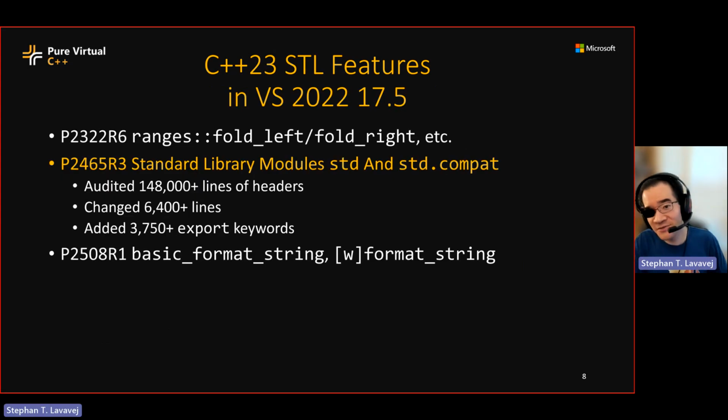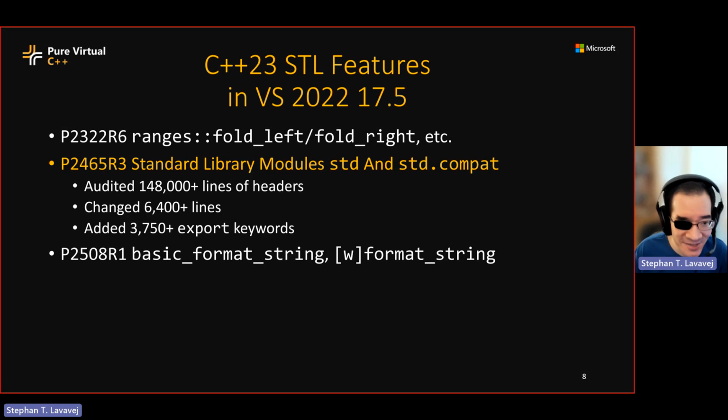So moving on to Visual Studio 2022 17.5. Unlike the previous release, this one only had 3 C++23 library features: some ranges algorithms, fold left, fold right, and a few others; basic format string and W format string, which help increase the utility of the format library; and then a tiny little paper, standard library module, std and std compat, that was, I think, 3 or so pages of standardese. I was a co-author on it. That was a large feature.